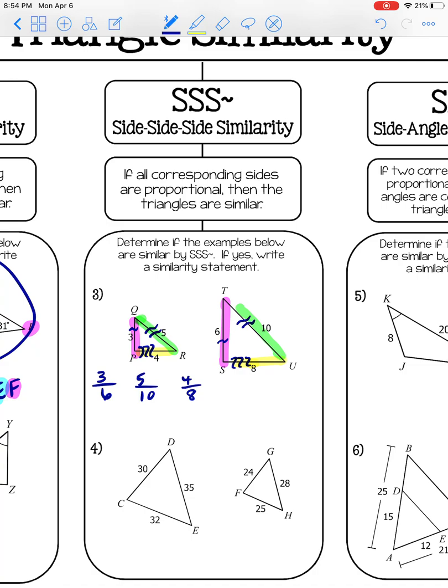All right, it doesn't matter which order you go in. You could have done like 5 and 10 first, and then 4 and 8, and then 3 and 6. It doesn't matter. And it also doesn't matter if you put 3 in the numerator and the denominator, as long as you're consistent, right?